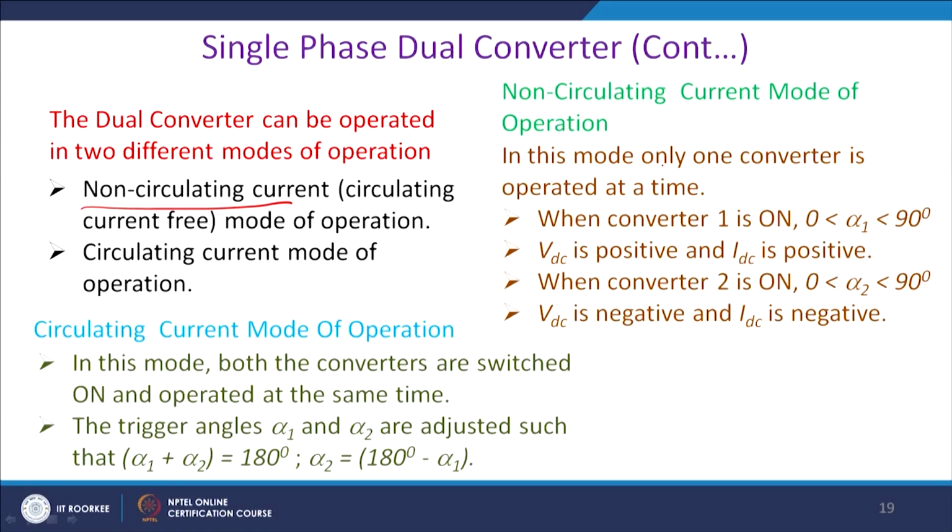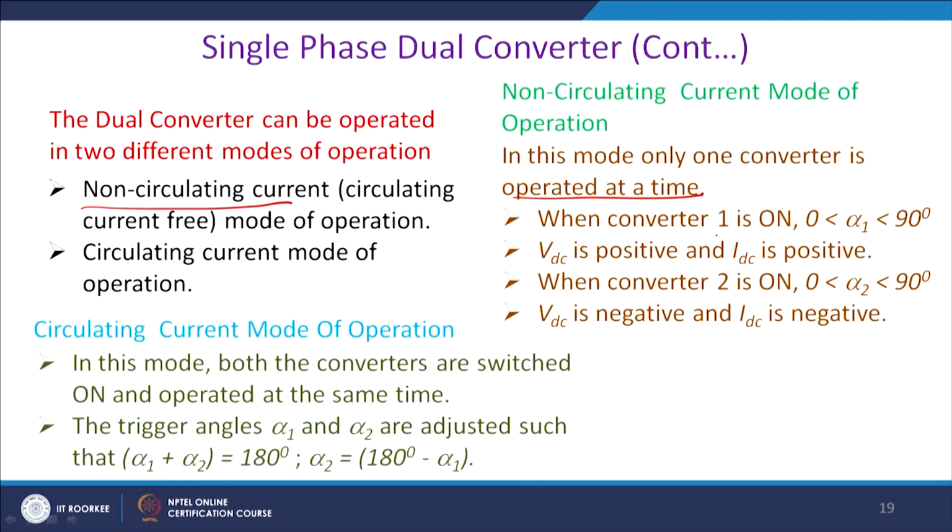So, in non-circulating current mode of operation, this mode is only possible at one instant. In this mode, only one converter is operated at one time. So, both converters are not operated.